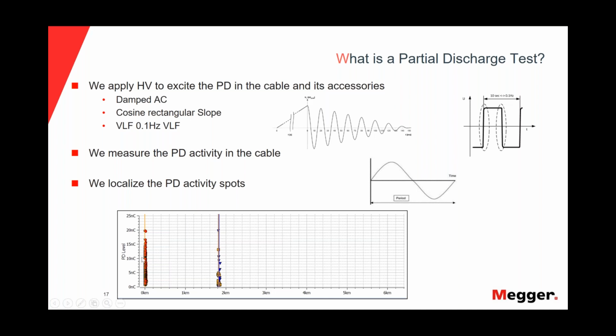As we can see in the graphic at the bottom of the slide, we have a cable of close to 6.5 kilometers, and we can see partial discharge in phase A up to 20 nanocoulombs at the beginning of phase A, and in phases B and C, we can see, close to 2 kilometers, partial discharge in a joint. Okay, so this is the idea of partial discharge. Not only measure the level of the PD activity, we also want to localize the PD activity spots.